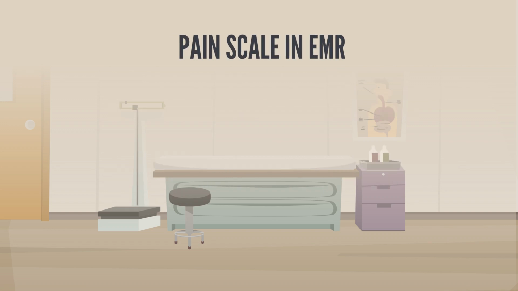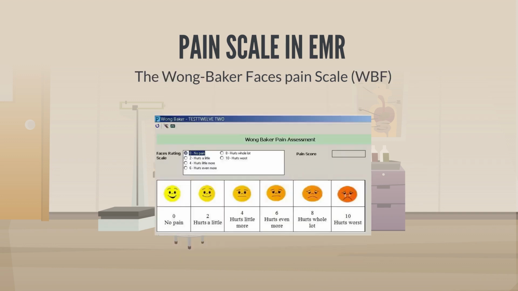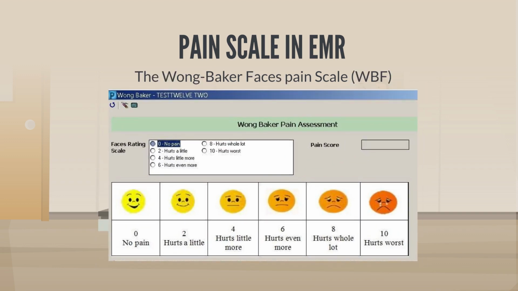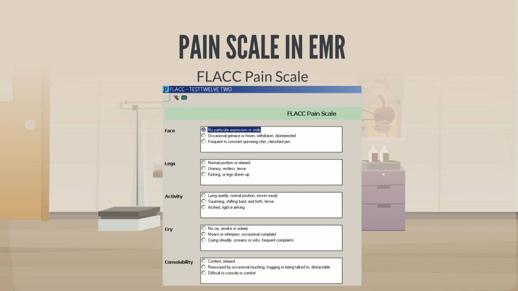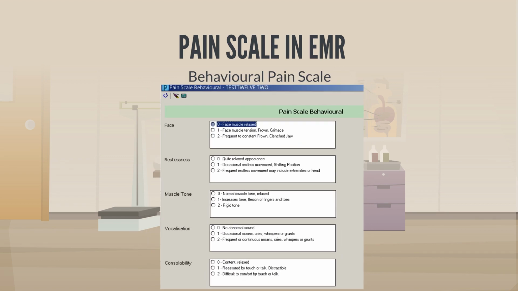Pain scale in EMR. The numerical rating scale, above 13 years old. The Wong-Baker Faces Pain Scale, WBF, for children between 7 to 13 years, and all patients in recovery room. The FLACC scale for children between 2 months to less than 7 years. The NIPS for pre- and full-term neonates. The Behavioral Pain Scale, ventilated, unconscious patient.